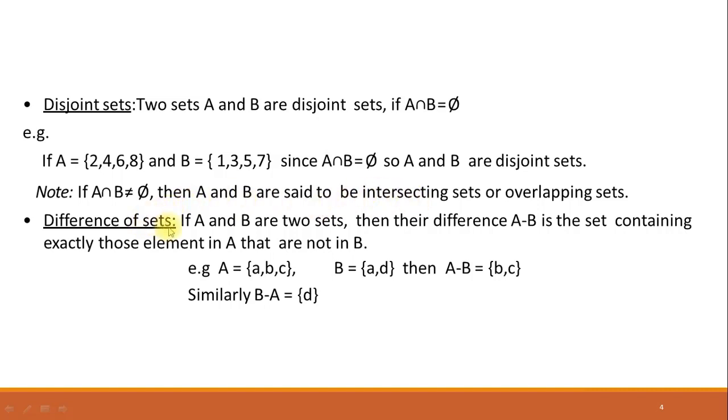Now, the difference of two sets. If A and B are two sets, then their difference A minus B is the set containing exactly those elements in A that are not in B. For example, if A is a set containing the elements a, b and c, and B is another set containing the elements a and d, then A minus B will be equal to b, c. Similarly, B minus A contains only one element, d.